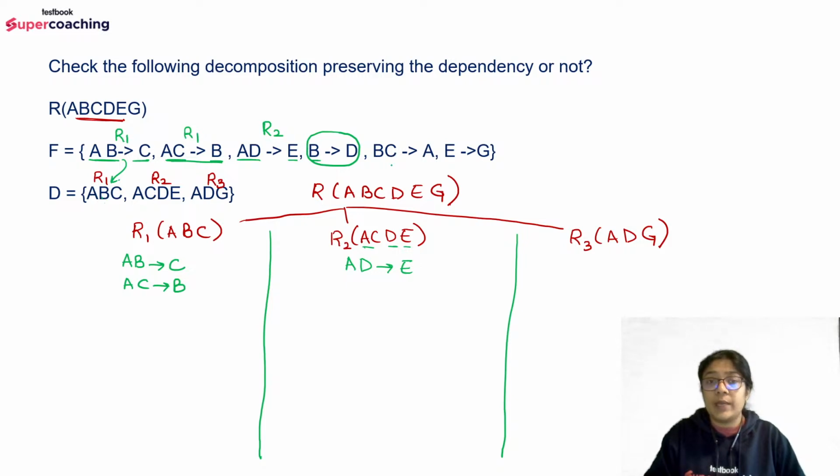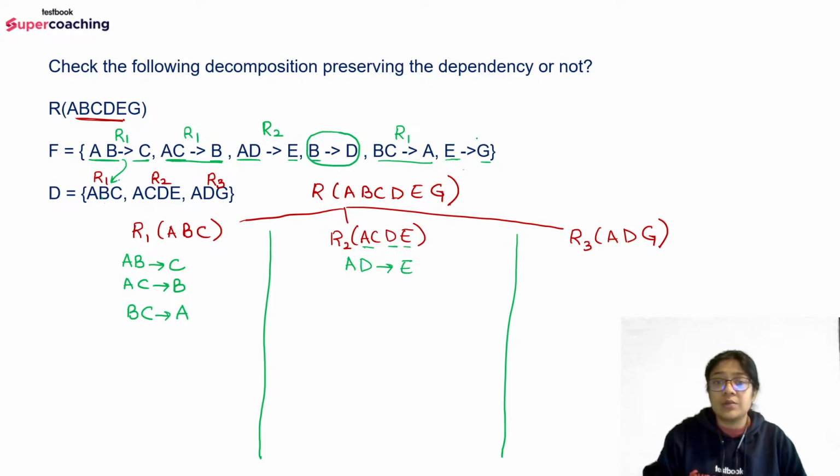We need to check it with the non-trivial functional dependency. BC determines A. B, C and A are all present in relation R1. So this dependency is preserved by R1. E determines G. E and G both are present in, no, E is present in R2 and G is present in R3. So we need to check it with the non-trivial functional dependency.